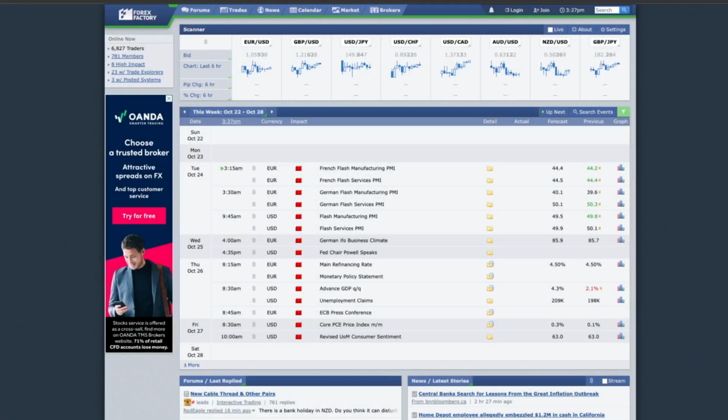Let's get started and take a look at the coming week from October the 22nd until October the 28th. We have news on the calendar. The main news for the euro is going to be the European FOMC statement, the main refinancing rate, and the monetary policy statement. And then half an hour later, we have the ECB press conference.